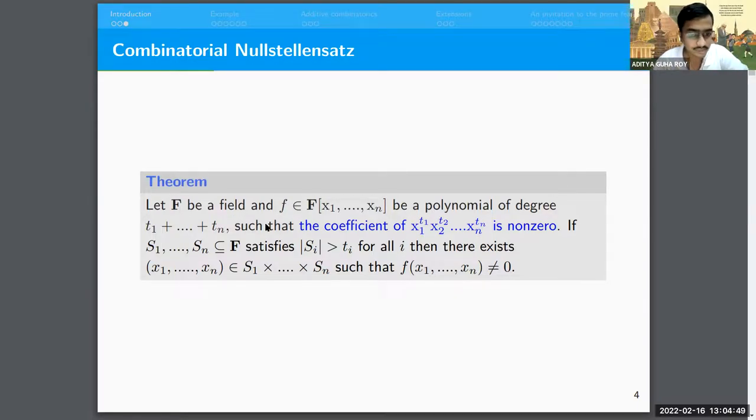So suppose F is the field, and we have some polynomial f in indeterminates, so it's a multivariate polynomial, and suppose it has degree T1 plus T2 plus ... plus Tn, and suppose also that the coefficient of a certain term, x1 to the power T1, x2 to the power T2, ..., xn to the power Tn, is non-zero. Then if we have sets S1 to Sn, which are subsets of this field F, satisfying that the cardinality of Si is greater than Ti for all i, then there exists some tuple in this Cartesian product, x1 belongs to S1, x2 belongs to S2, and so on, xn belongs to Sn, such that f of x1 to xn is non-zero.